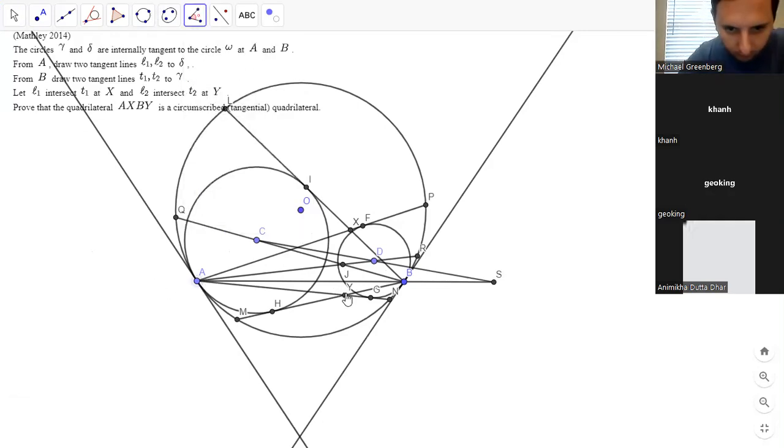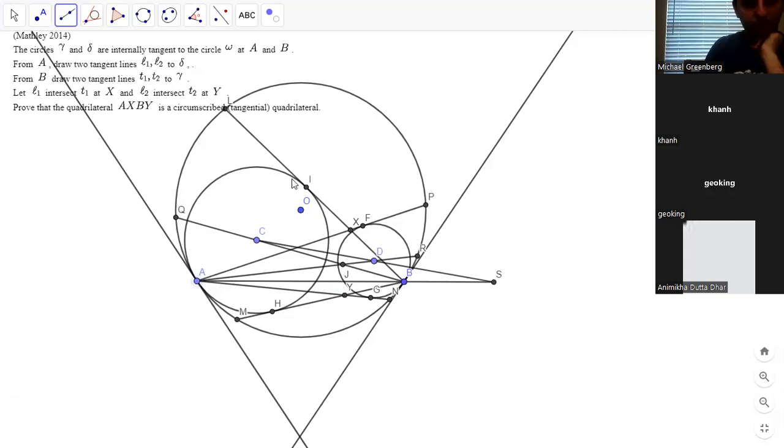Let me make sure that the problem's right. I'm pretty sure the problem's right, but I just want to make sure so we don't waste our time if it's not. 81.03, yes. AI passes through the midpoint of arc BL. Interesting.